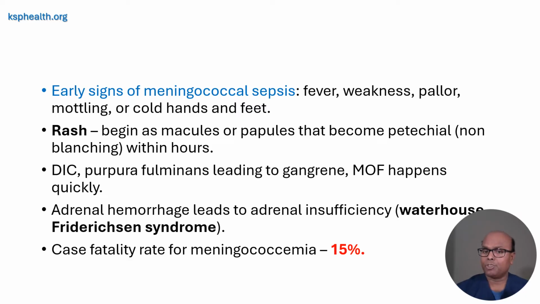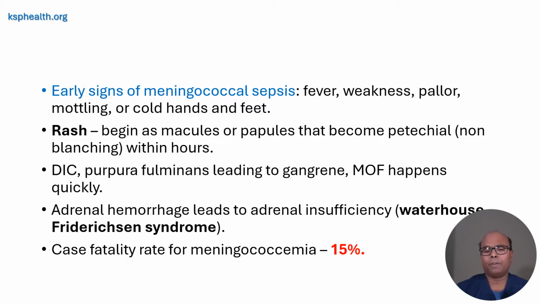The rash can begin as a macule or papule that becomes petechial. It's often non-blanching within hours. DIC, purpura fulminans leading to gangrene, and multi-organ failure happen quickly. So the pathognomonic sign of meningococcemia is the rapidity of the progression. It can cause adrenal hemorrhage, leading to adrenal insufficiency, the so-called Waterhouse-Friderichsen syndrome.